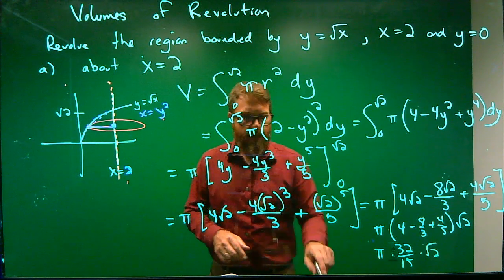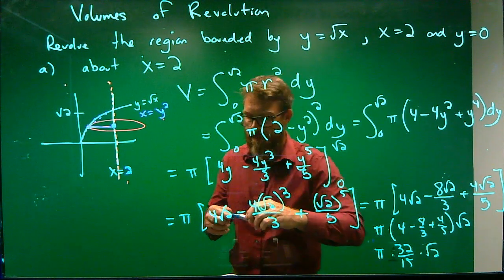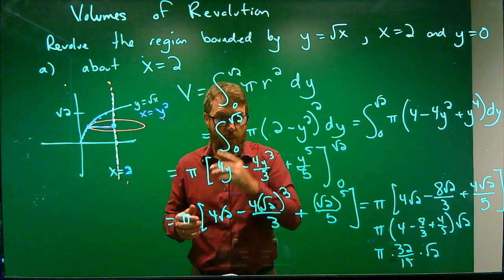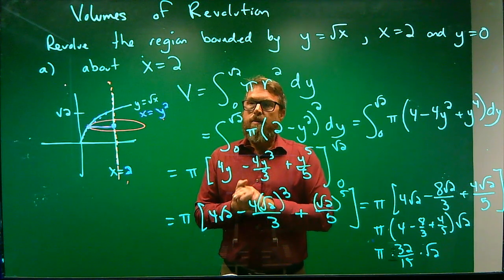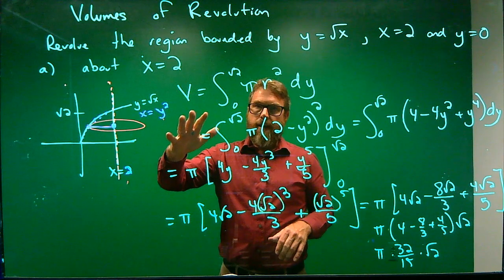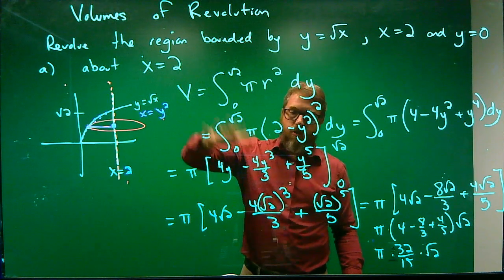So that really is an example of how to find volumes of revolution using the slicing, the disk, or the washer method, on axis, off axis, both adding in the x direction and also the y direction.